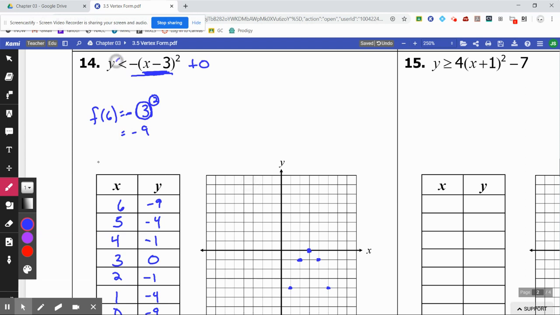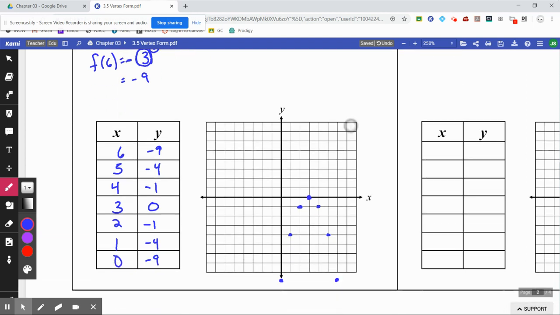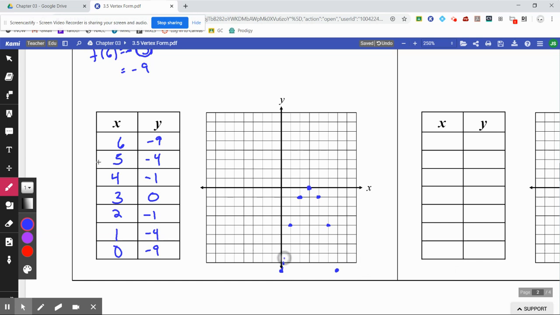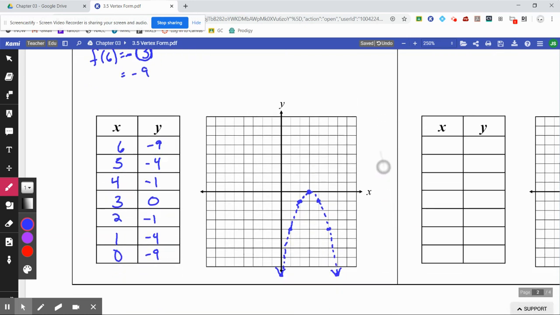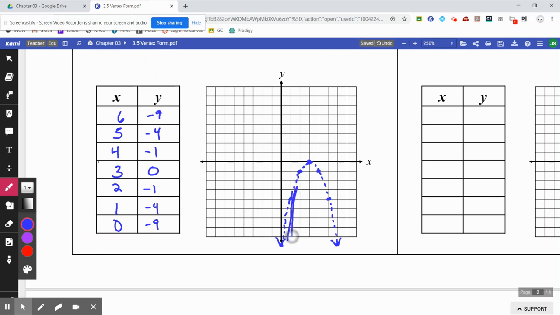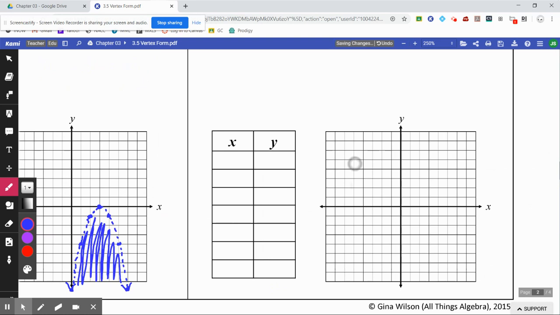Now pointing out, because of the less than symbol, we're going to dot our parabola, not line. So we got our dashes here, arrows on the ends because it extends forever. And since it's less than, we're going to shade below all the points, which would be on the inside of the parabola.